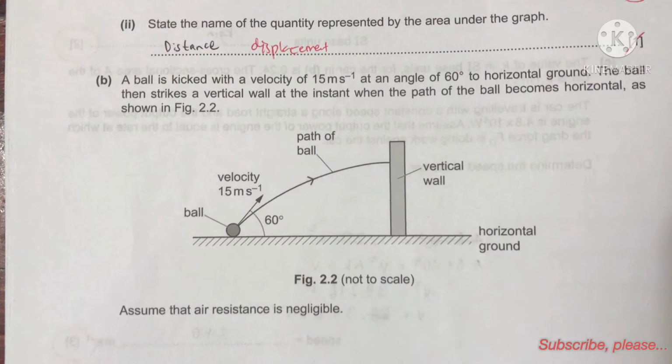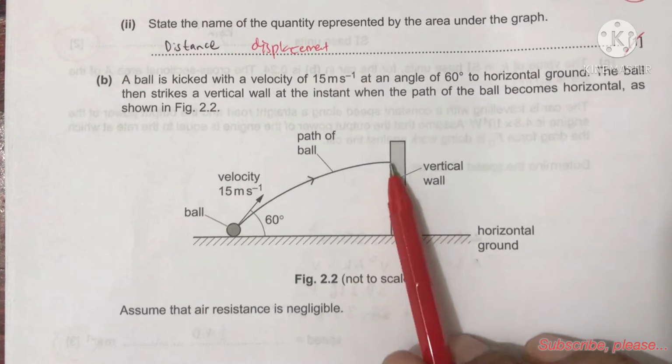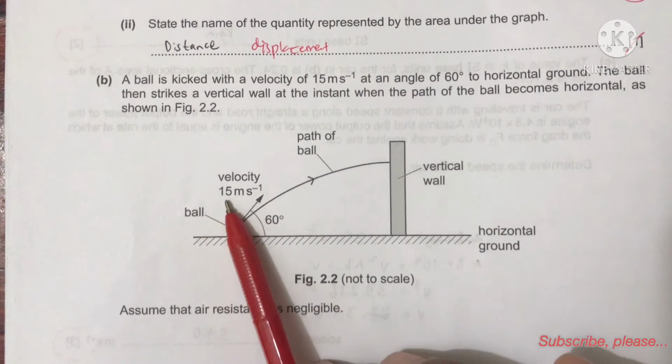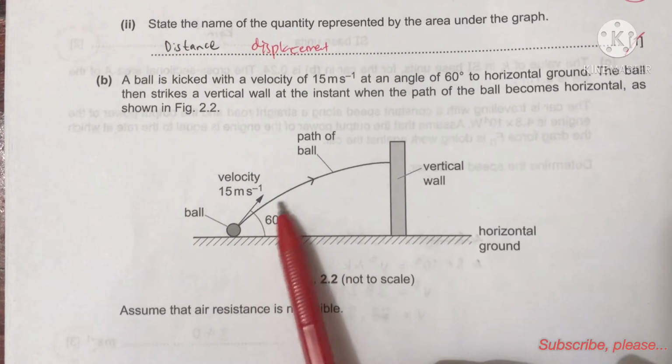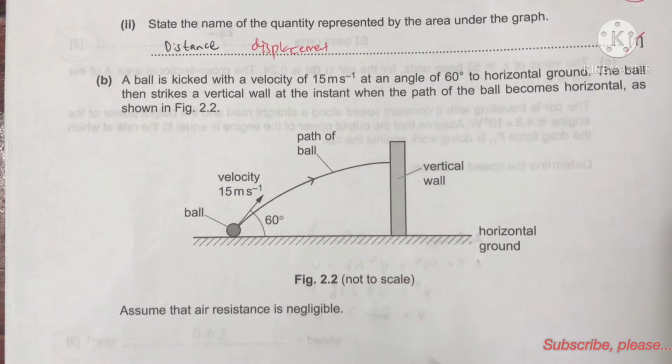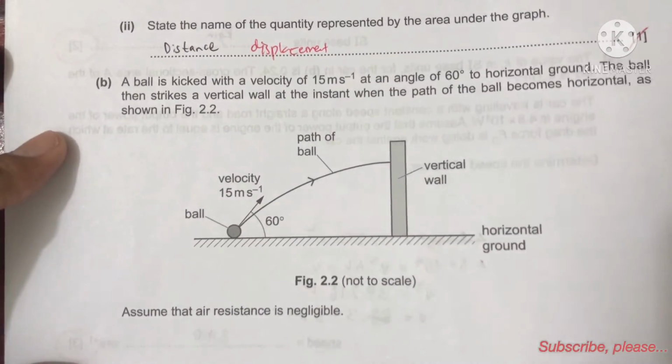B, a ball is kicked with a velocity of 15 meters per second at an angle of 60 degrees to the horizontal ground. The ball then strikes a vertical wall at the instant when the path of the ball becomes horizontal, as shown in figure 2.2. This is the vertical wall, this is the path of the ball. The initial velocity is 15 meters per second at an elevation angle of 60 degrees to the horizontal ground. Okay, now we see the questions.